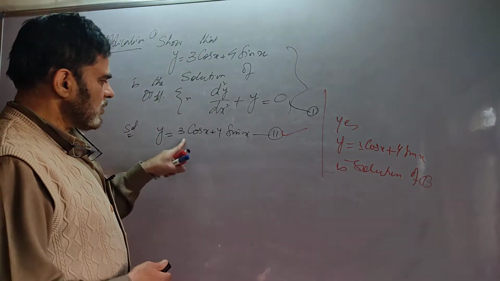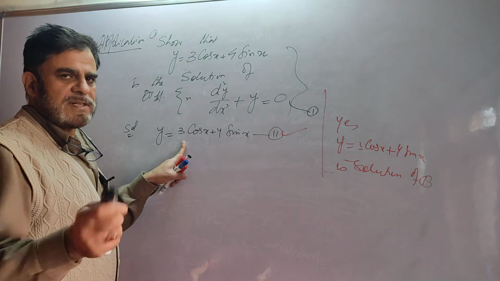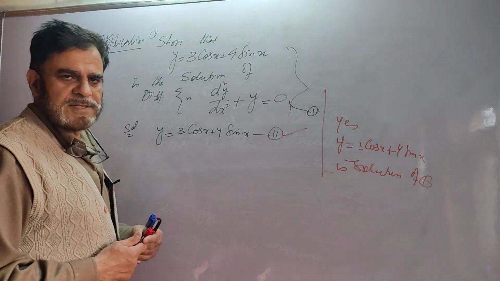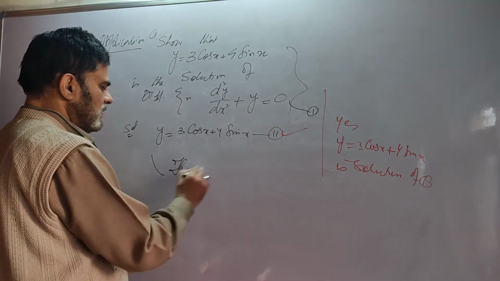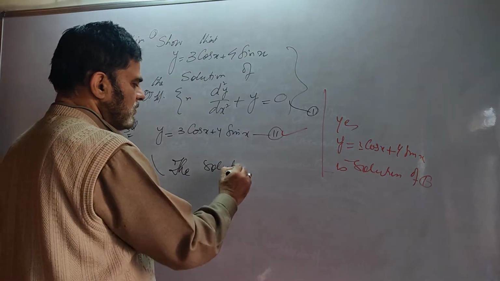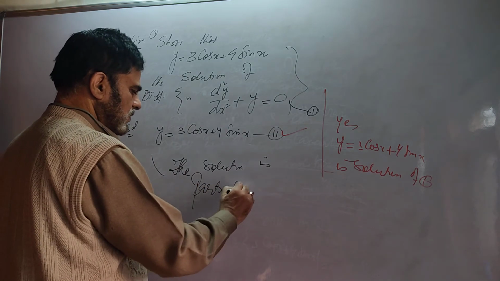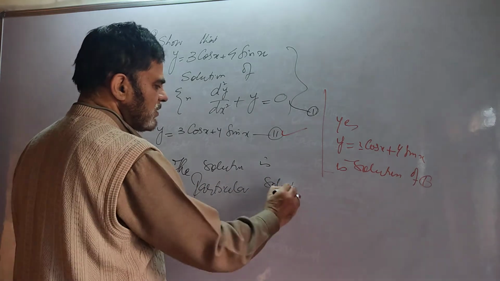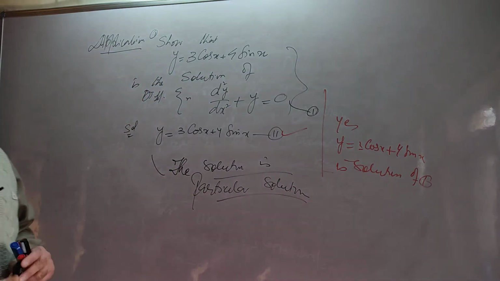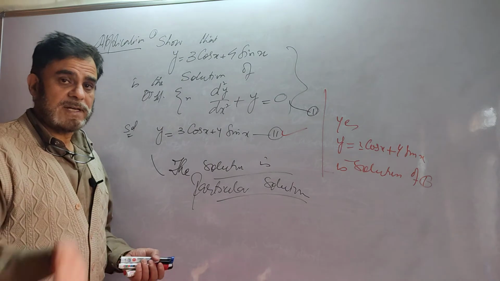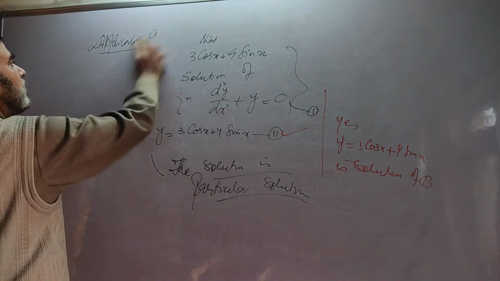This solution is a particular solution because it does not involve general constants, it involves fixed constants. It is an observation of this solution. It is a particular solution because the constants are fixed, they are replaced. Well, let me take some more examples.